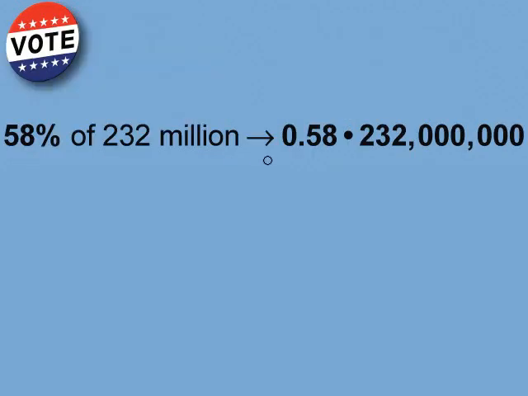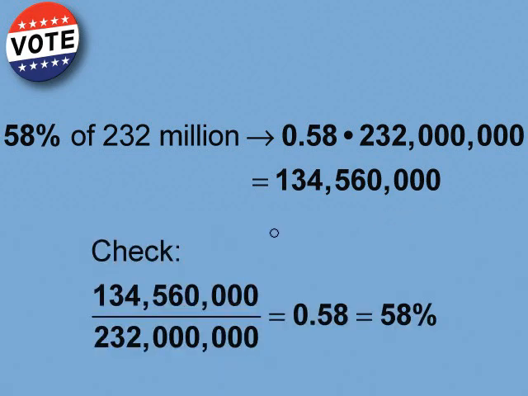We can rewrite this expression as 0.58 times 232 million, which, if you use a calculator, comes out to 134,560,000. This is the number of people who voted in the 2016 election. To check your calculation, divide 134,560,000 by 232 million. Expressed as a decimal, this comes out to 0.58, which we saw was equal to 58%.